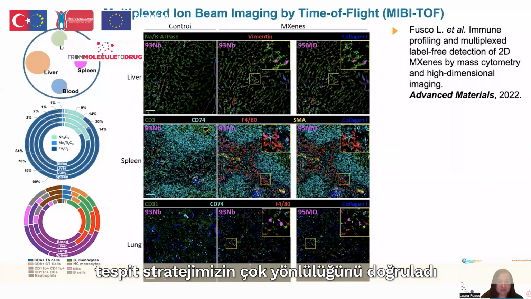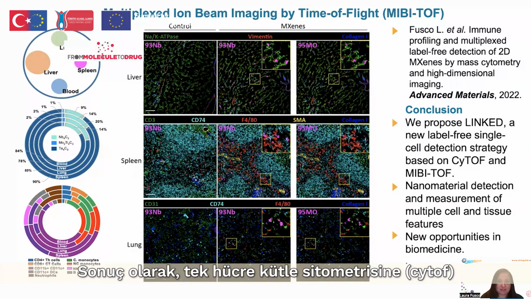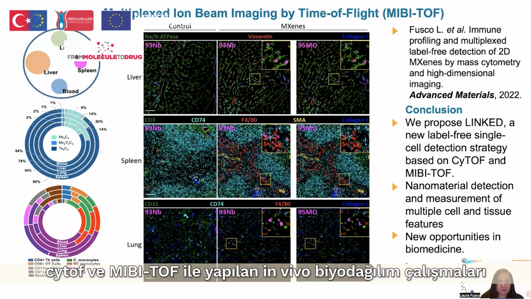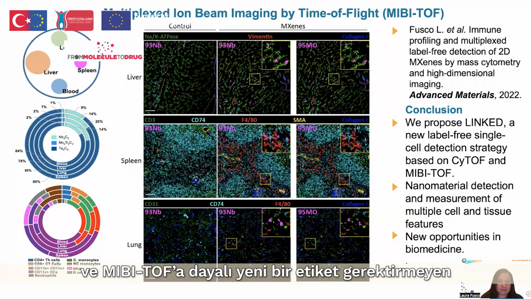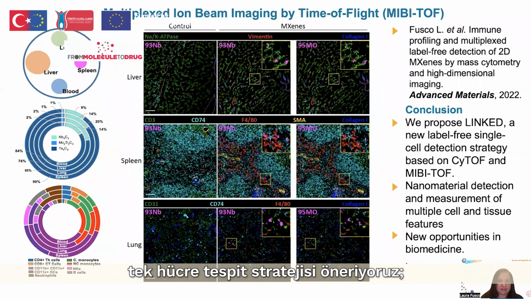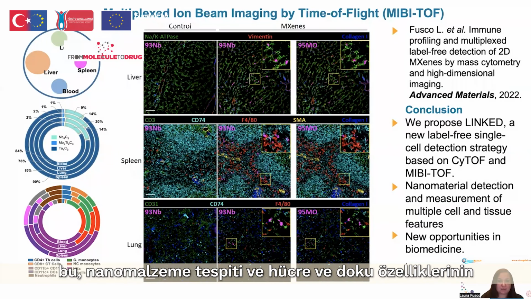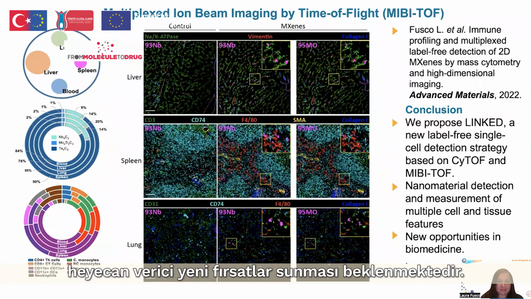In vivo biodistribution studies by CyTOF and MIBI-TOF using a mixture of MXenes in mice confirmed the versatility of our detection strategy and revealed MXene accumulation in different organs and relative immune cell subtypes. In conclusion, we propose LINK, a new label-free single-cell detection strategy based on single-cell mass cytometry by time of flight and MIBI-TOF, enabling nanomaterial detection and simultaneous measurement of multiple cell and tissue features, which is expected to offer exciting new opportunities in biomedicine.